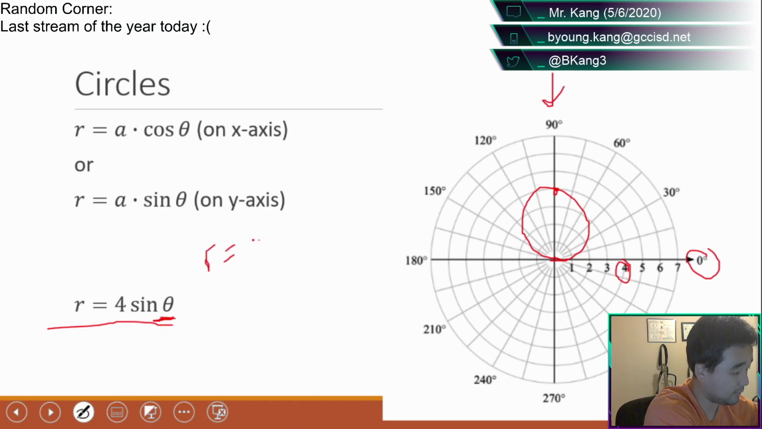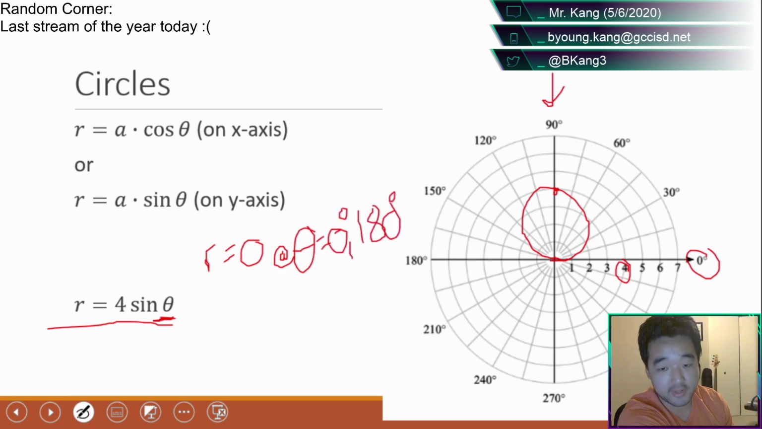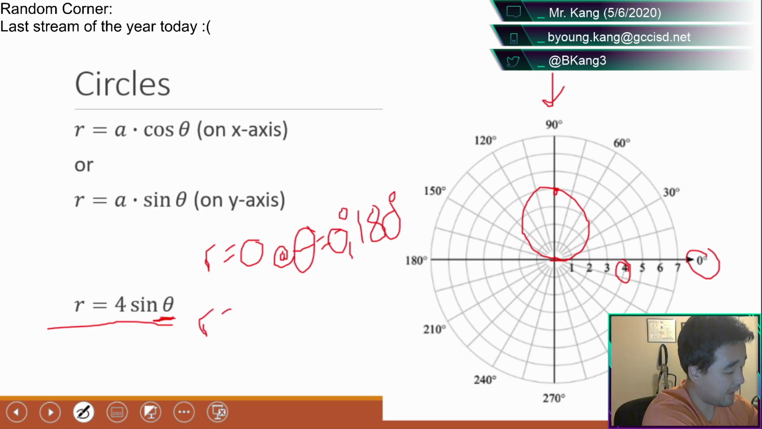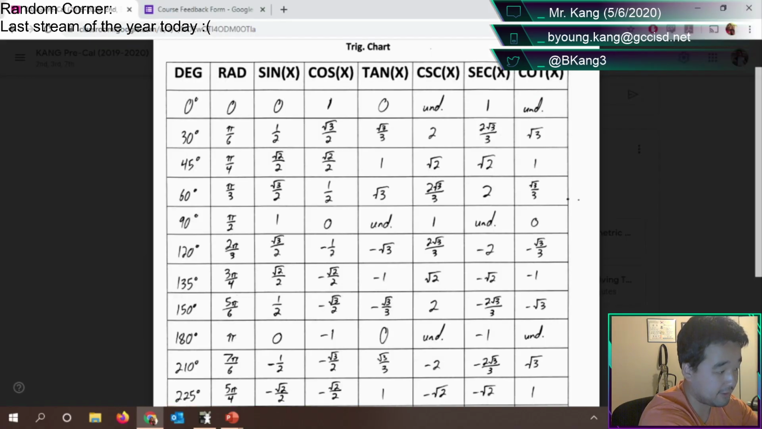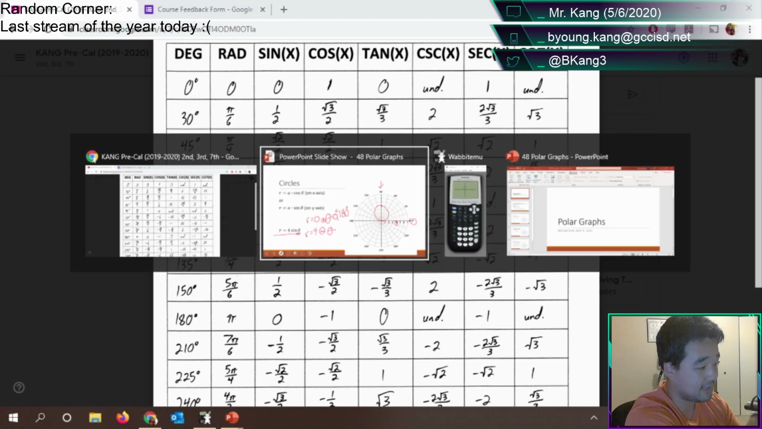So r equals 0 at theta equals 0 degrees and 180 degrees. And if you're pre-AP, of course, this is going to be in radians, so 0 or pi. And then where's your max? Well, the maximum it ever extends from the origin is 4. So r equals 4 at theta equals, and then you head over to your trig chart and you want to find where sine is equal to 1. Because remember, on the unit circle, the radius is 1. So 1 would be the largest that the sine function ever gets. And here it's going to be 90 degrees.